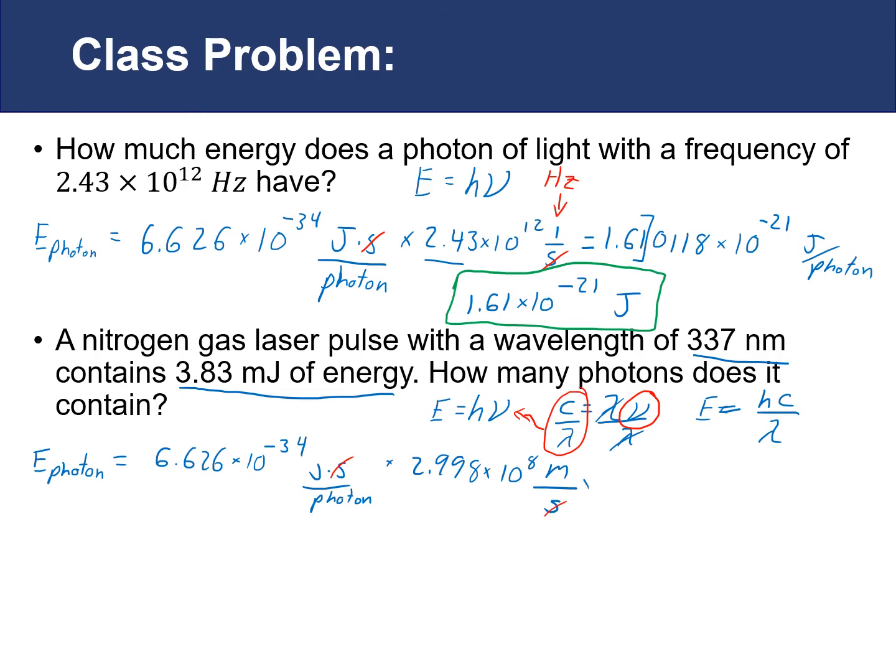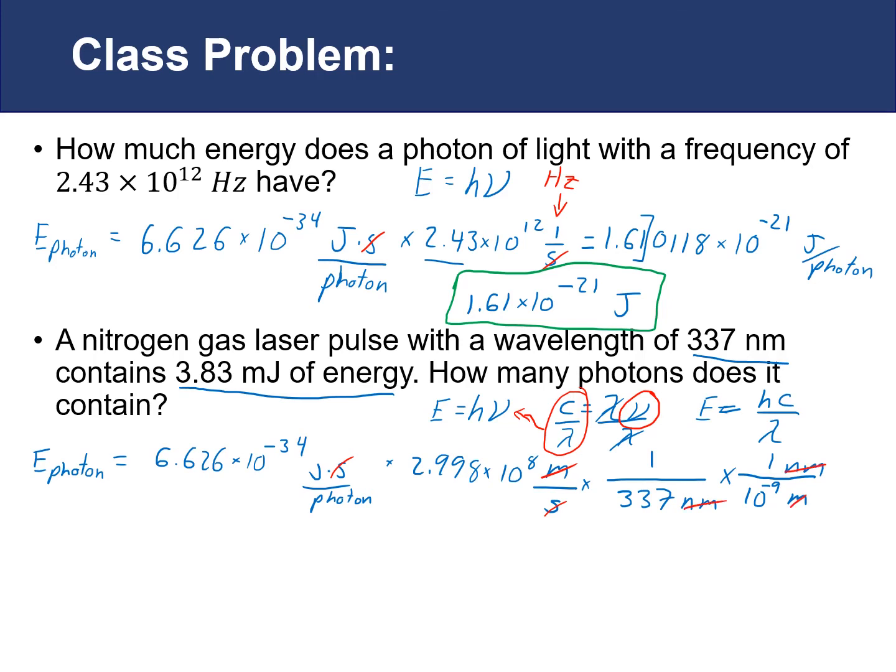Then we can multiply this by 1 over our wavelength. So that's 337 nanometers. The meters and the nanometers won't quite cancel out. We need to do a unit conversion. So that would be 1 nanometer is 10 to the negative 9th meters. Our meters cancel out, our nanometers cancel out.